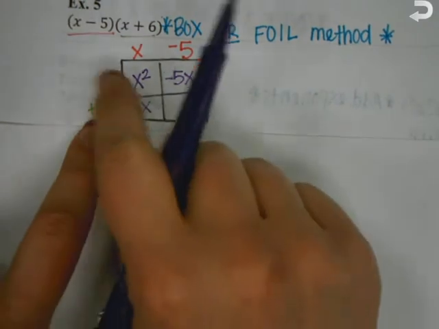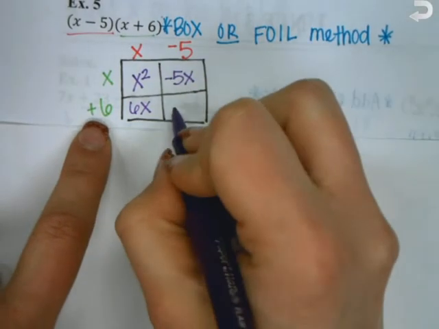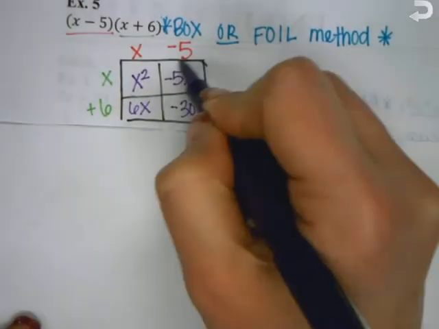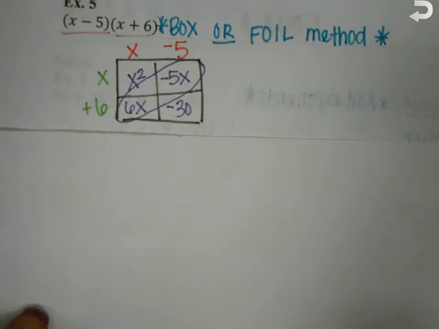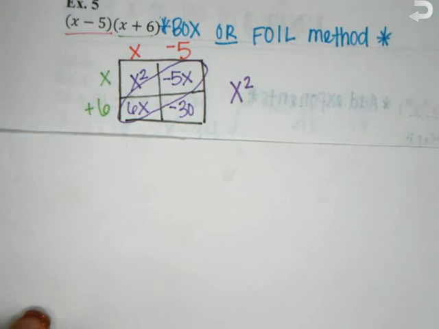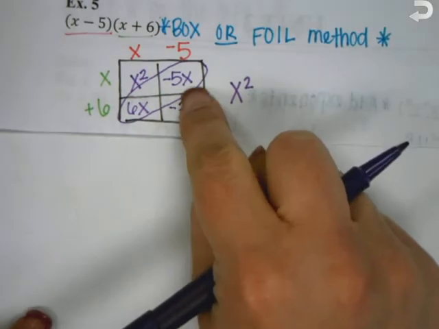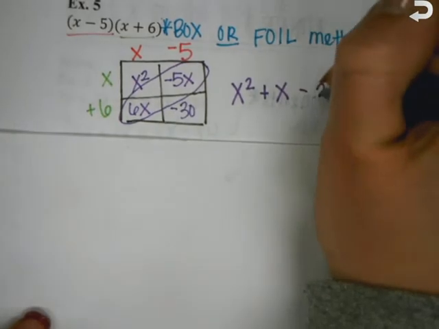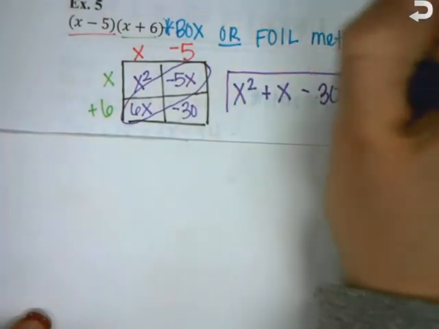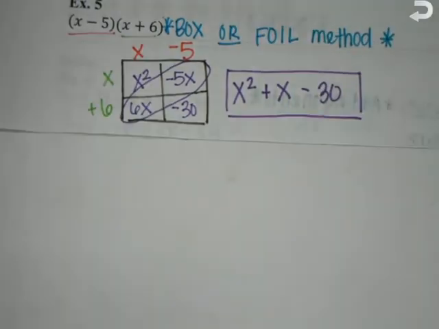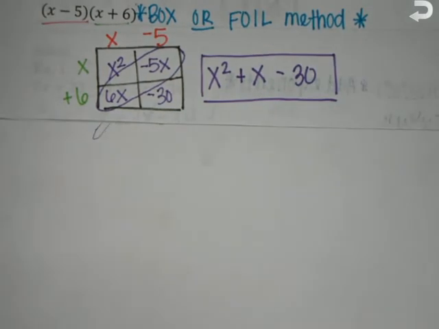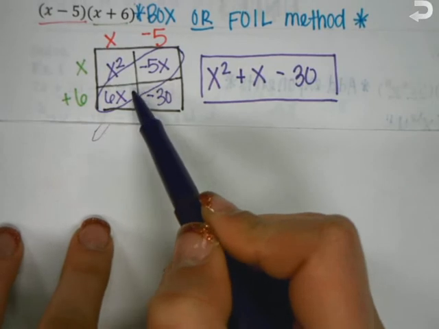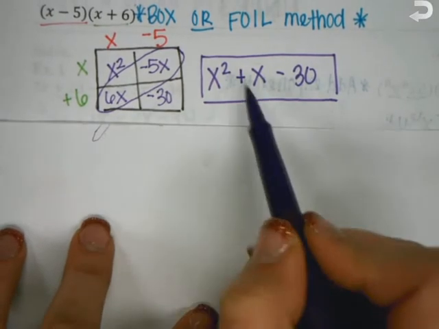Negative 30. Okay. I can combine like terms here. So that's going to give me x squared, 6x minus 5x, positive 1x, minus 30. So do remember, guys, that after we do all of our multiplication, those two diagonal terms, we add them. Okay? So that's how we get positive x. Do not multiply them, okay?